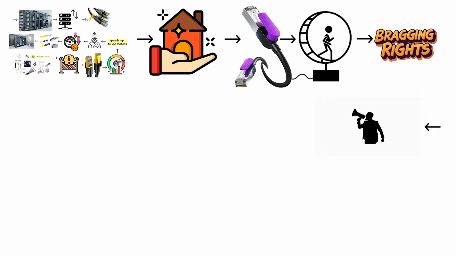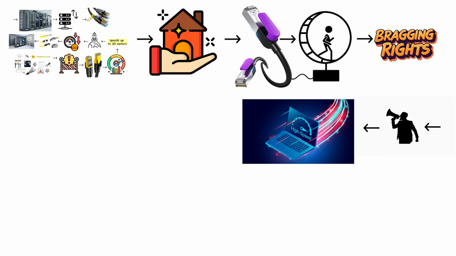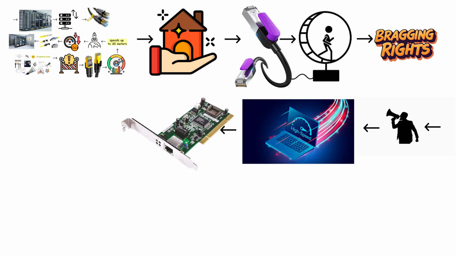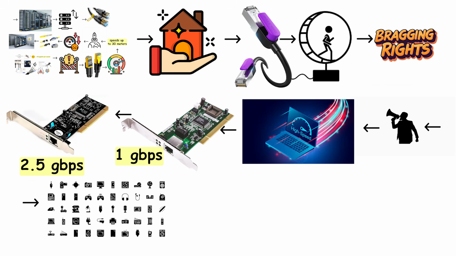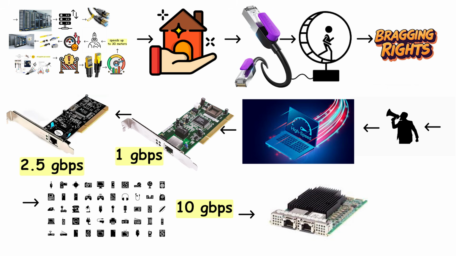It's worth noting that most consumer devices can't even use these higher speeds. Your typical computer network card supports 1 gigabit, maybe 2.5 gigabit if it's recent. Very few consumer devices have 10 gigabit network cards, and practically nothing outside of enterprise equipment supports 40 gigabit Ethernet.